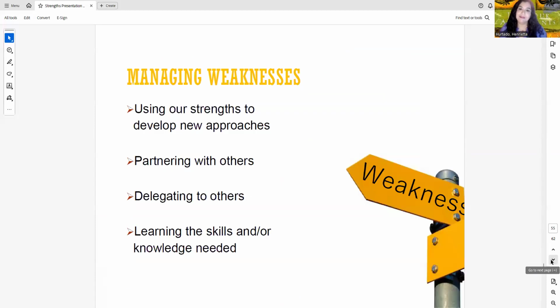So let's talk about managing weaknesses. Using our strengths to develop new approaches, in turn, automatically, that awareness, that reflection, that reset helps you manage weaknesses or strengthen what would be a weakness. So partnering with others helps you, delegating to others, learning the skills or knowledge needed to complete a task or achieve a goal. That's what creates strength.